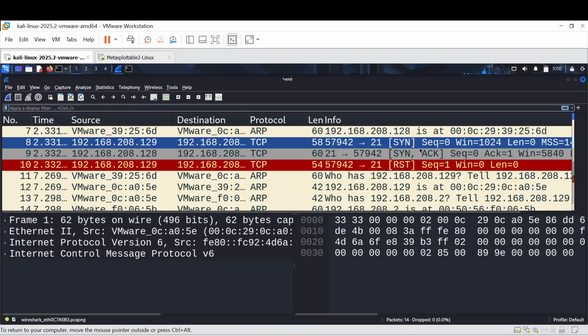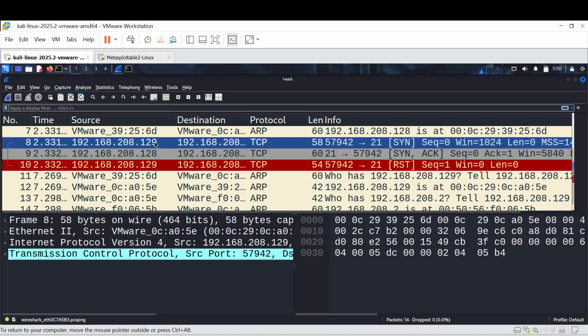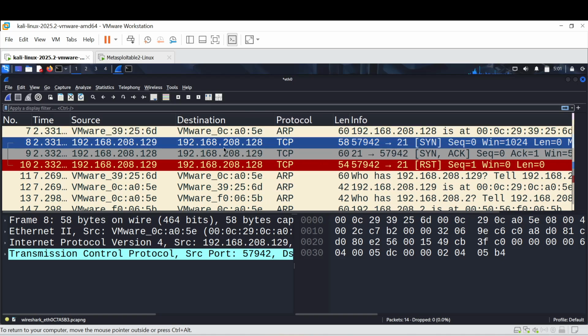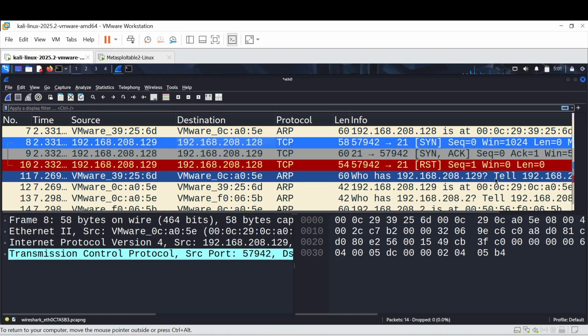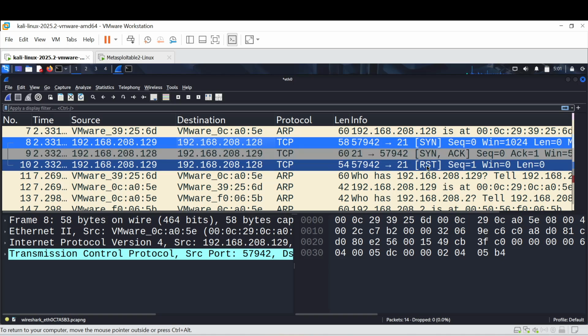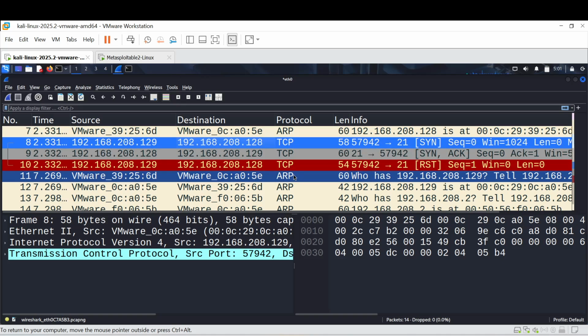Now here, guys, we have the SYN. That is the packet being sent by our Kali, 128, we have the IP address of Kali towards your Metasploitable machine. In response to that, we are getting the SYN ACK, and here we are sending the reset, right? But this is not actually the three-way handshake.